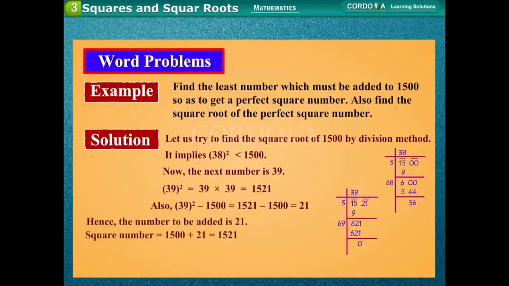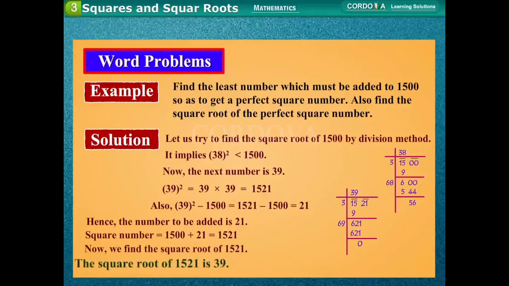Square number is equal to 1500 plus 21, which is equal to 1521. Now we find the square root of 1521. The square root of 1521 is 39.